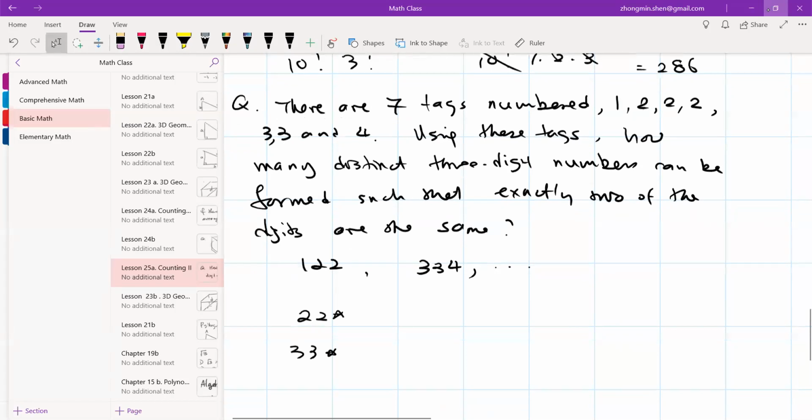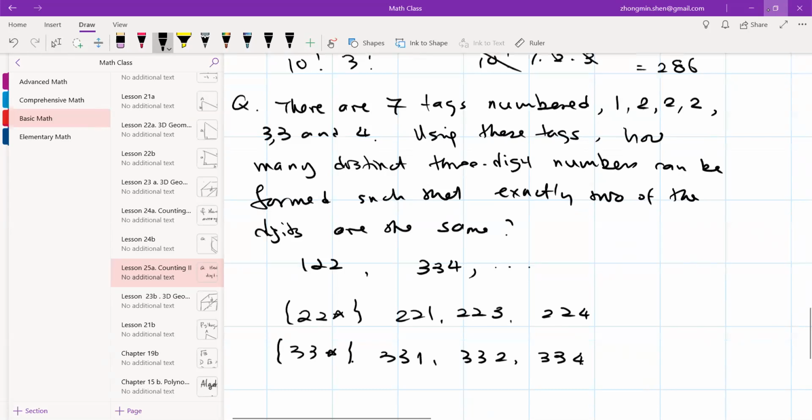Okay. So first of all, let's figure out how many sets of such numbers there are. For example, 2, 2, 1, and 2, 2, 3, 2, 2, 4. I'm not talking about the permutation, just like that. And here 3, 3, 1, 3, 3, 2, 3, 3, 4.